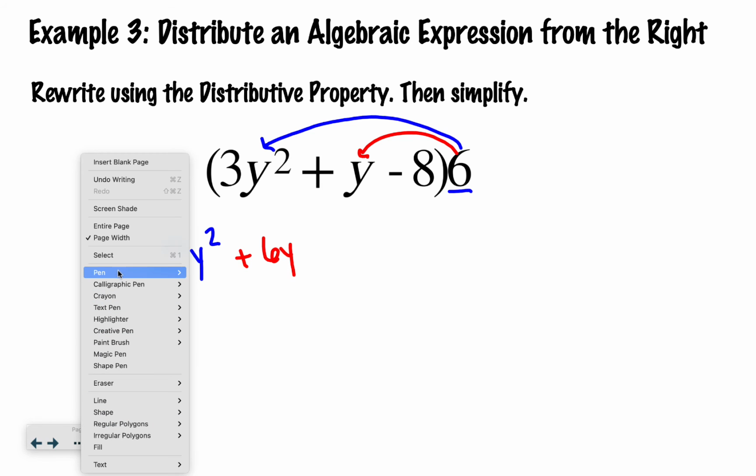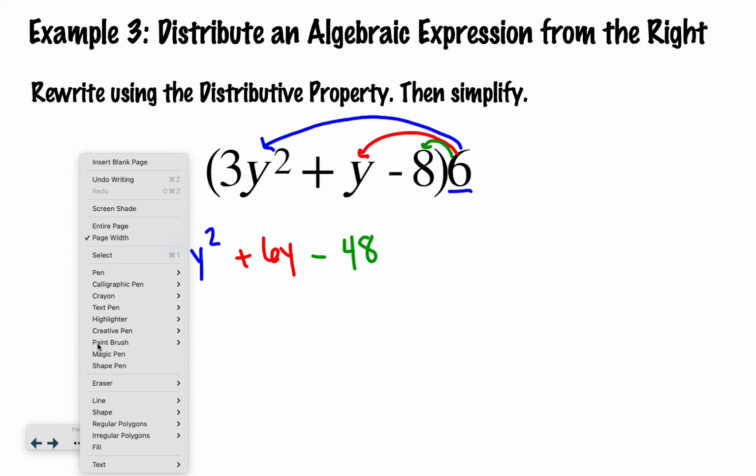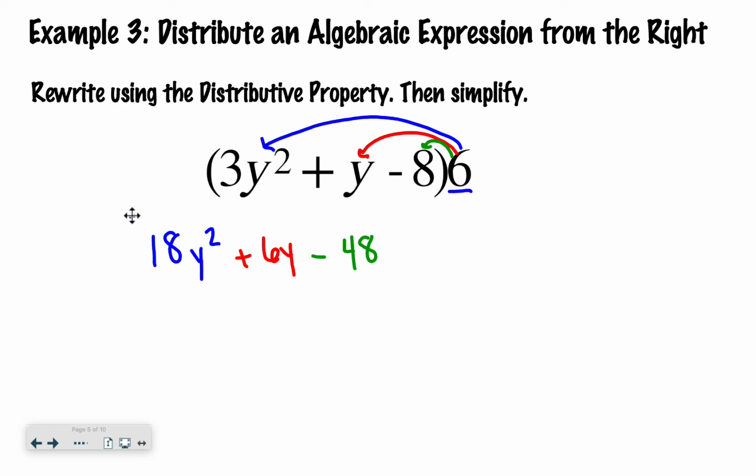And then my very last one that I'll do is I'll say 6 times a negative 8. So positive times negative is negative, and then 6 times 8 is 48. So my answer would be 18y squared plus 6y minus 48.